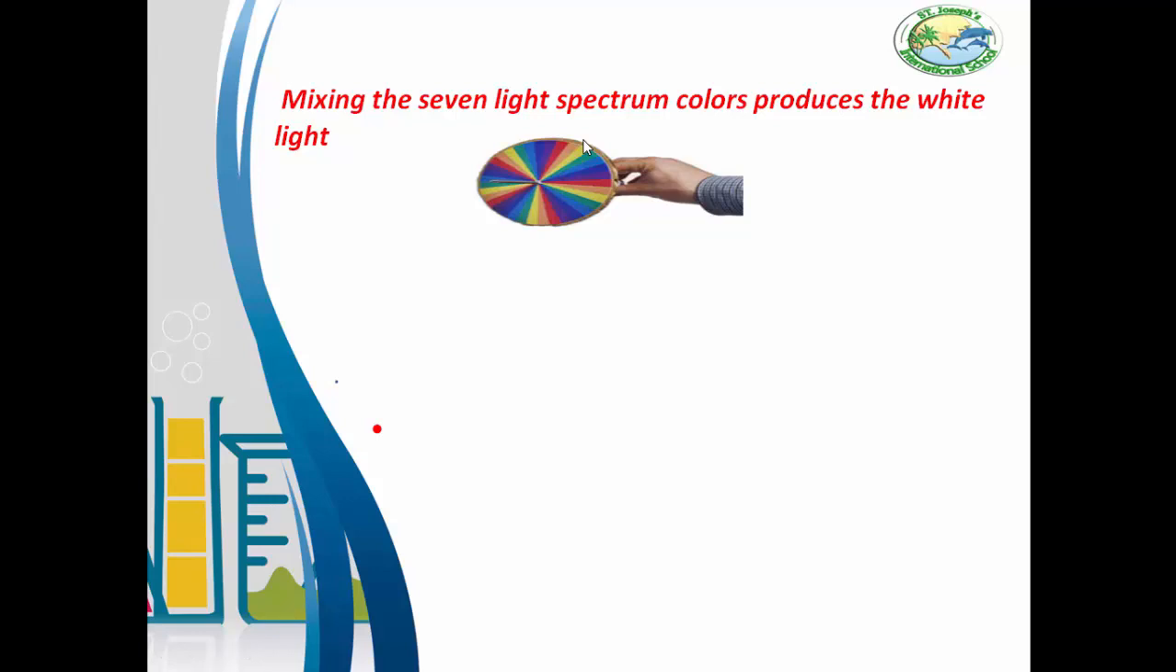The color disc seems white. So we can say that mixing the 7 spectrum colors produces white light. The 7 spectrum colors, which are red, orange, yellow, green, blue, indigo and violet. Then we will see how we can see the colored objects.